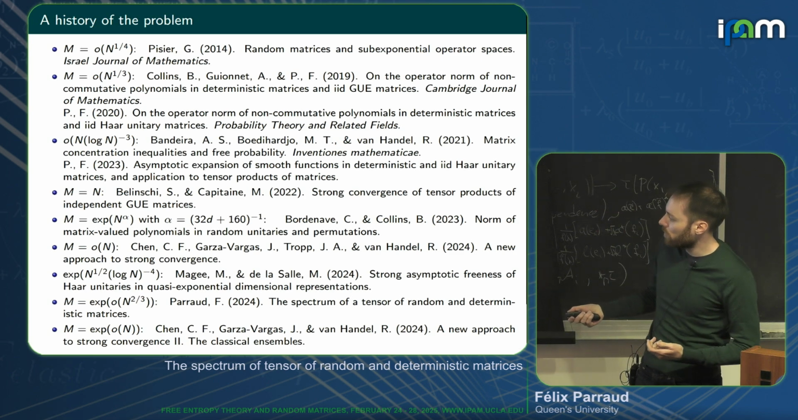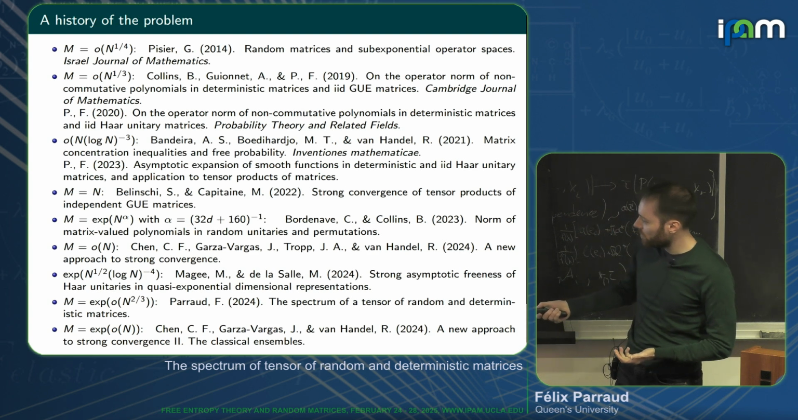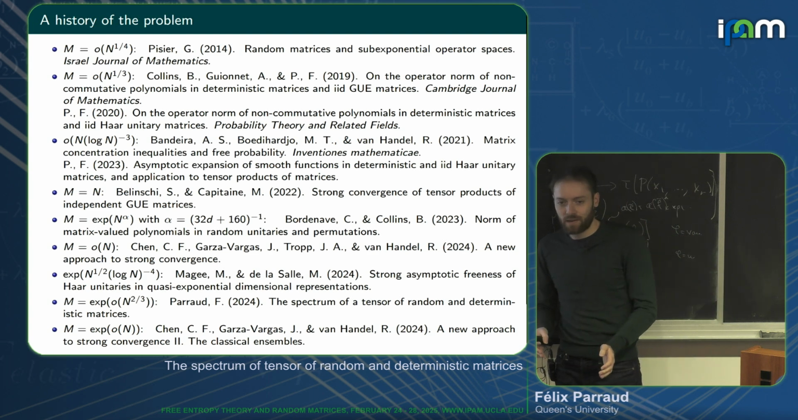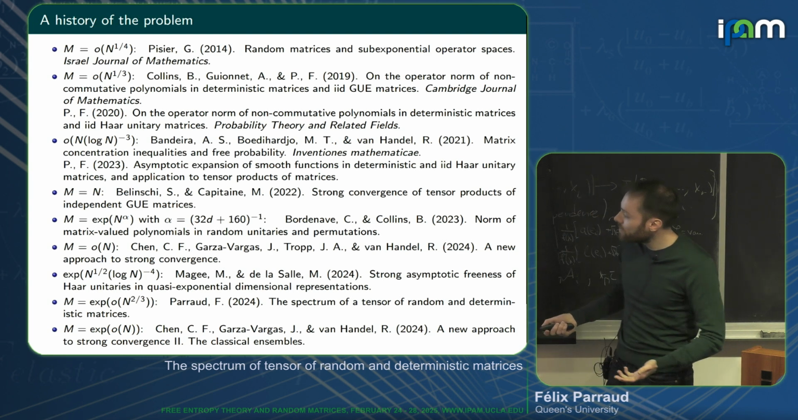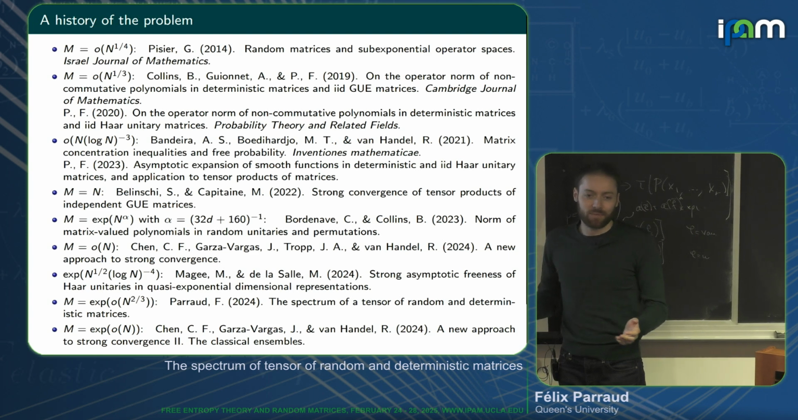Typically in September 2024, what Magee and de la Salle did with those results is that they showed that you could go all the way to exponential of square root of n. And then one month later, I got this paper where I showed that you could replace square root of n by n exponent one third. And literally six weeks later, Chen, Garza Vargas, and Van Handel came back with this bound m equal exponential of n.